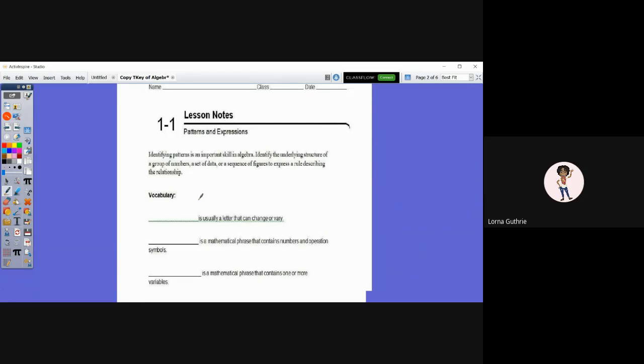Okay, some of the vocabulary that we're going to look at. The first one is usually a letter that can change or vary, and we say that would represent a variable. The second one is a mathematical phrase that contains numbers and operational symbols, and we say this one is a numerical expression. The third one is a mathematical phrase that contains one or more variables. And the vocab for that is an algebraic expression.